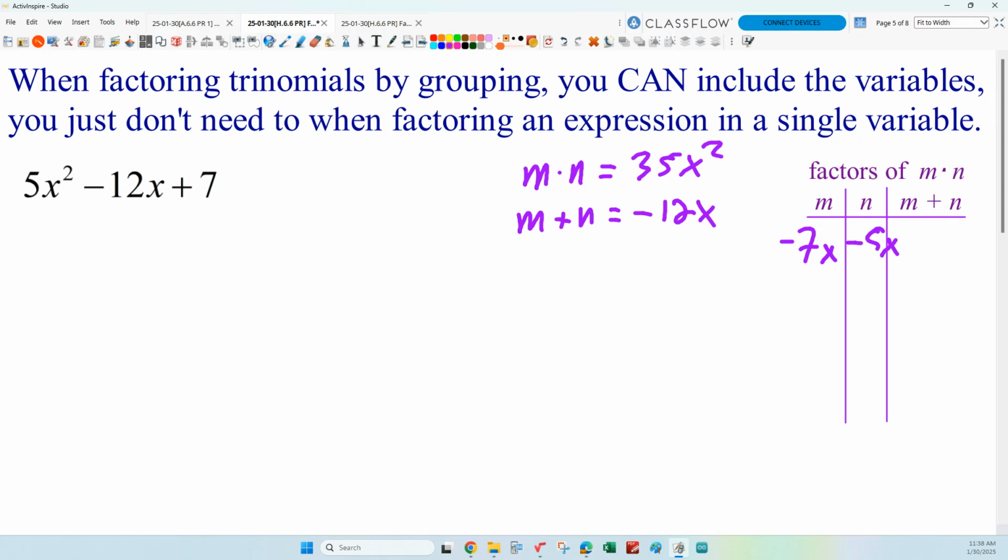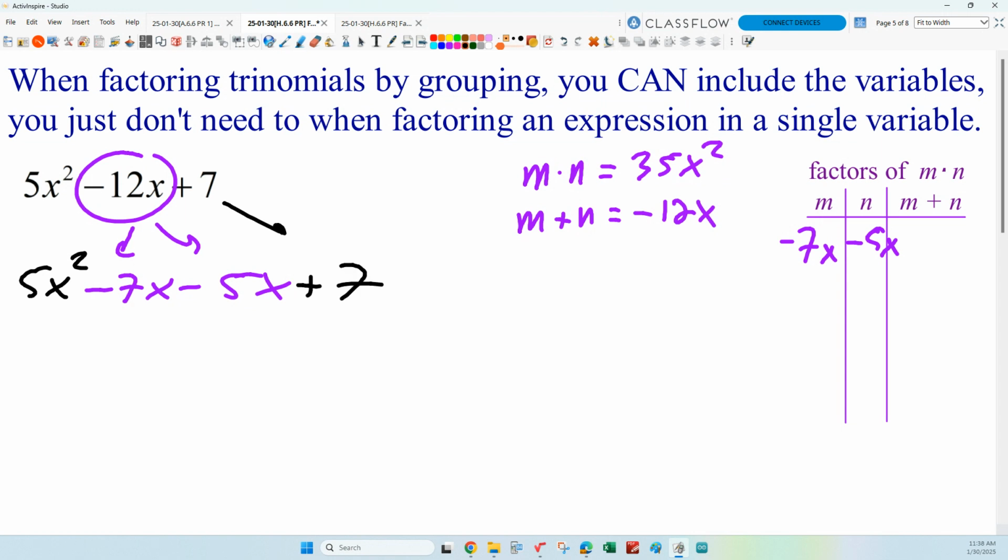And from that point forward, does it change anything? No. At this point, we're going to split that middle term into negative 7x minus 5x, and we won't even do this problem from this point. But now I would just factor that by grouping. Now it's exactly the same process as if we had only included the coefficients. Okay, makes sense? That's a little bit tougher though, agreed? I mean, the way we did it before is a little simpler.